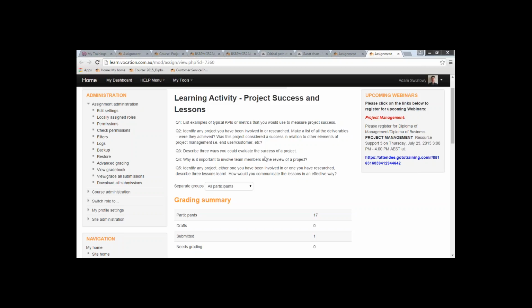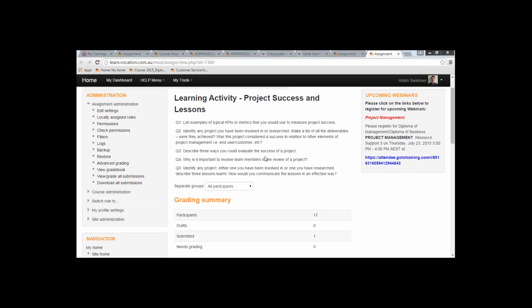Other ways might be quality, the quality of the actual product. You might be developing a brand new product. What's the quality of that at the end of the day? Were your outcomes achieved? Some projects measure their success on the back of feedback from stakeholders. So what did people say about it? Did they like it? Were they happy? Those sorts of things.